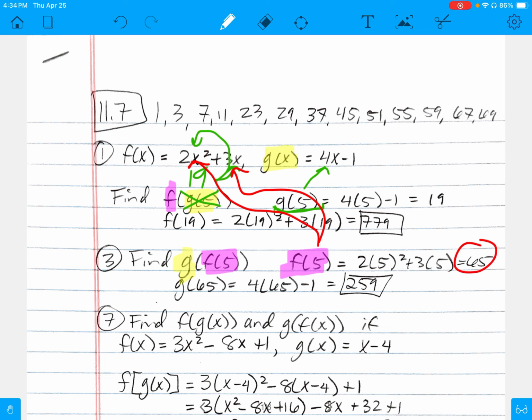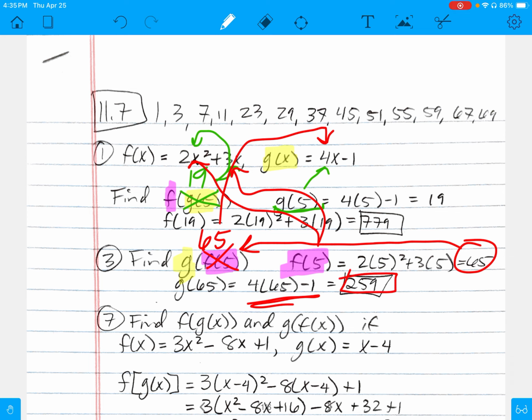And then that 65 is what we're going to replace the f of 5 with. So that means what we really want to find is we want to go to the g function and we want to put in the value of 65 where we see the x. So g of 65 would be equal to 4 times 65, because we're replacing the x with 65, minus 1. And that's where the 259 is coming from. Okay, so that's those two.